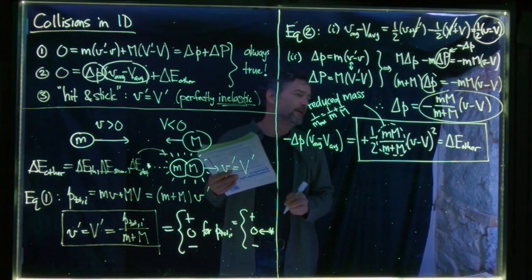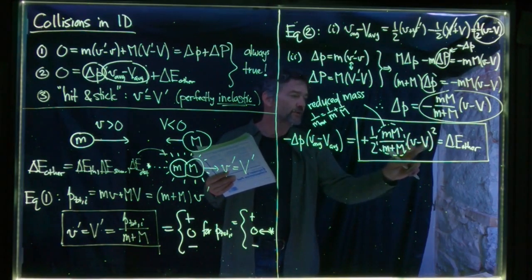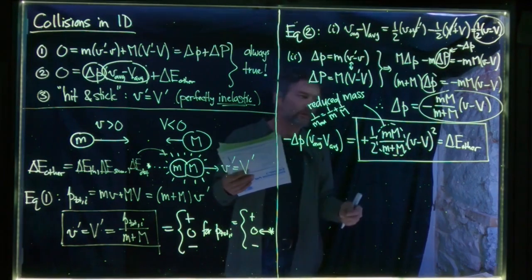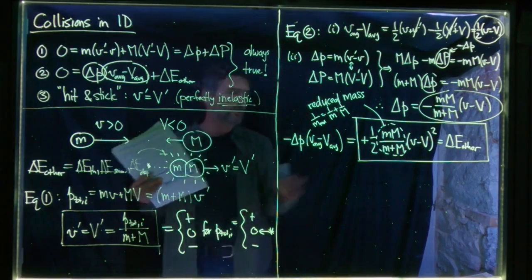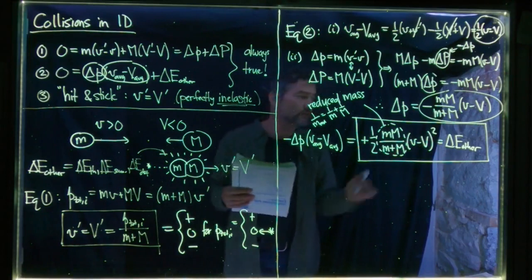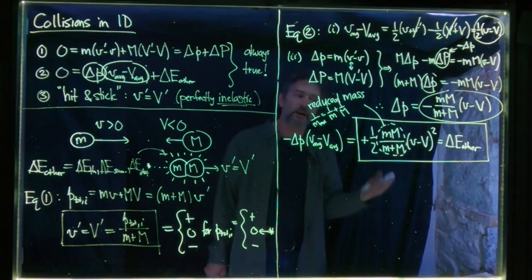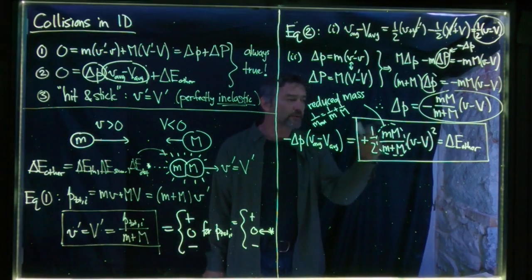Okay? And then what appears here is the relative velocity between those two. So little v minus big V, the relative velocity squared. So this is clearly a kind of kinetic energy. It's 1/2 reduced mass times relative velocity squared.